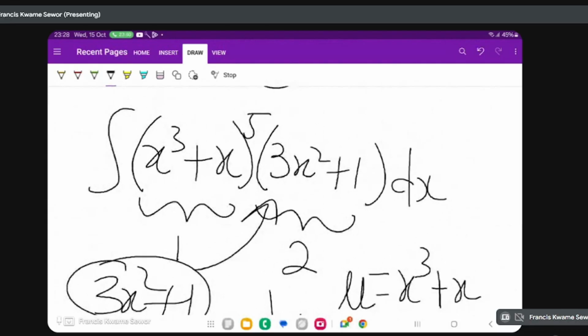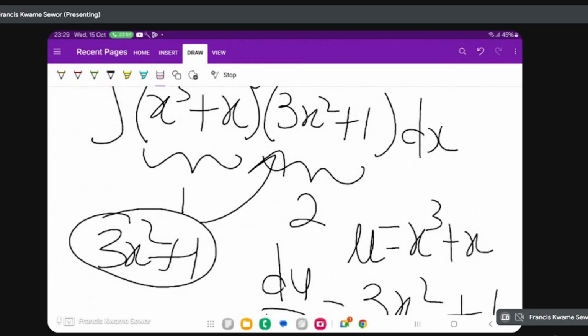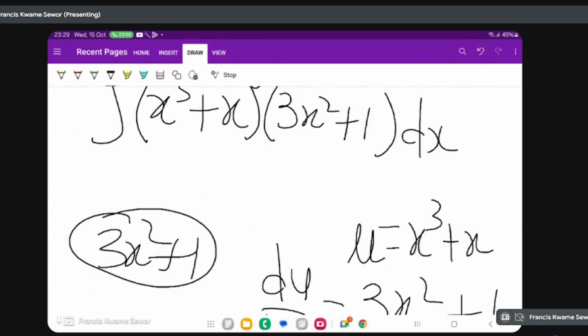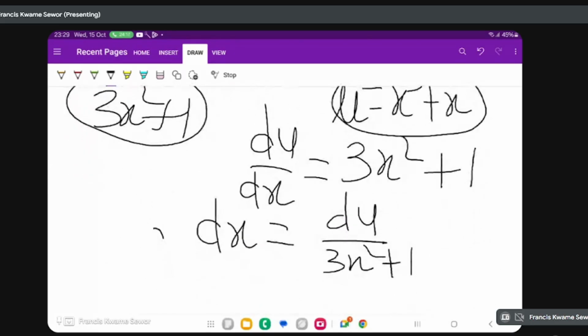Let me just clean this side. So it's going to be the integral of u, because s cubed plus x is already u, multiplied by 3s squared plus 1. And I already found ds: I say ds is equal to du over 3s squared plus 1.